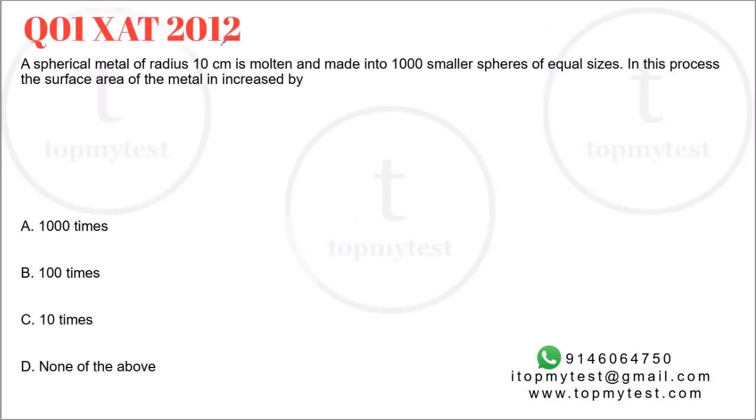The first question is from XAT 2012. It says a spherical metal of radius 10 centimeters is molten and made into 1000 smaller spheres of equal sizes. In this process, the surface area of the metal is increased by how much? Okay, so if you take the volume of the original sphere, it will be 4 by 3 pi into 10 cube.